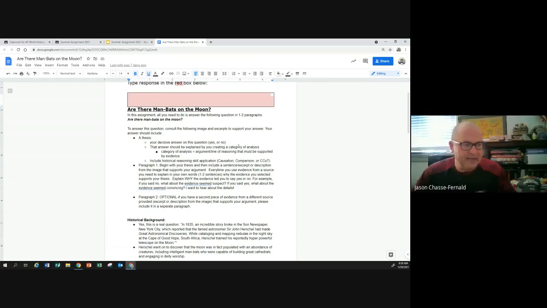And really, this is where you earn points. You earn points in your thesis for coming up with a category of analysis, and you earn points by explaining why the evidence you selected supports that claim. The actual evidence itself, while it does have to support what you say, is not where you really earn the points. You earn it in the explanation.